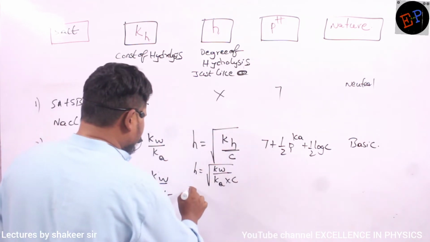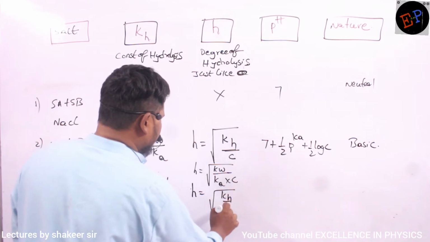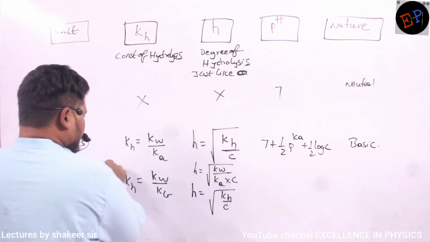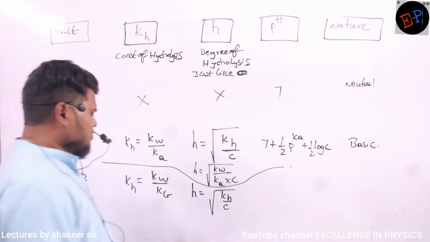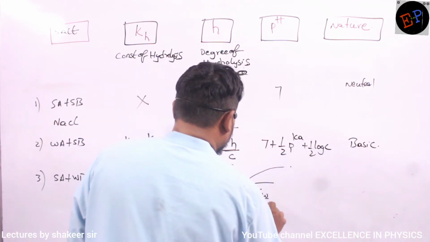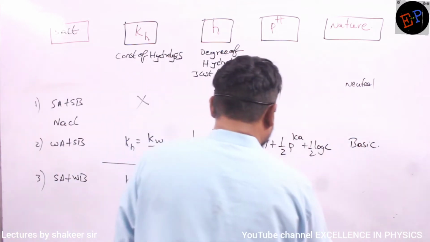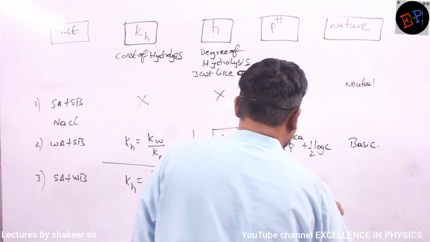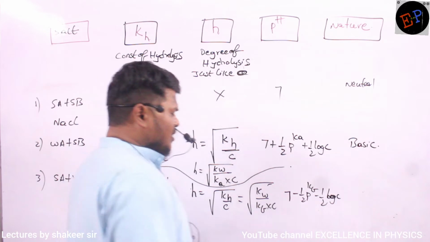What is the formula of h here? h is equal to the square root of Kh divided by C. Understood? So don't be confused among these formulas. Substitute the Kh value: h is the square root of Kw divided by Kb multiplied by C. And what is its pH value? pH value is 7 minus 1 by 2 pKb minus 1 by 2 log C. This is the formula.